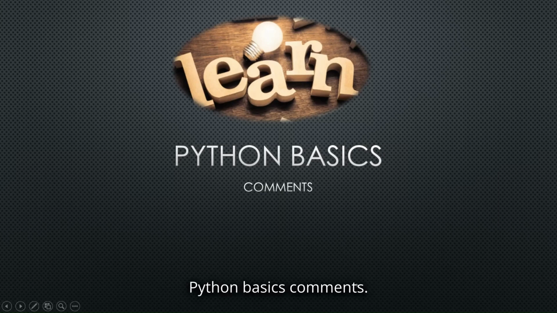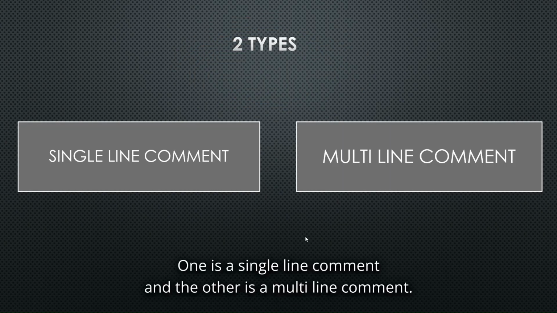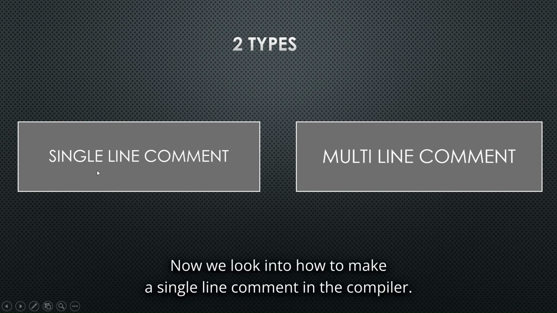Python basics commands. So there are two types of comment. One is a single line comment and the other is a multi-line comment. Now we'll look into how to make a single line comment in the compiler.